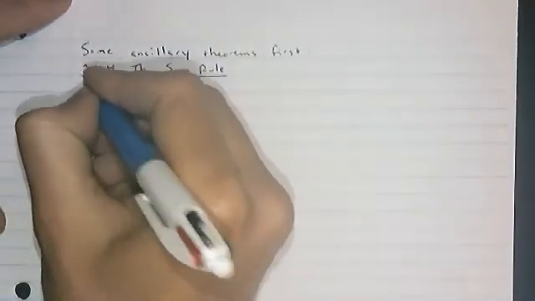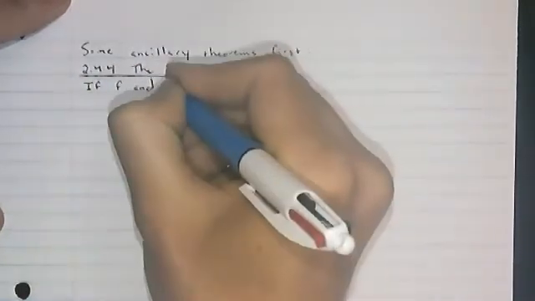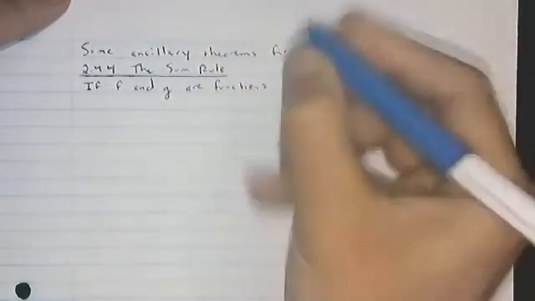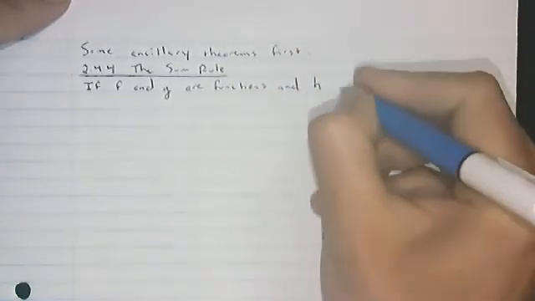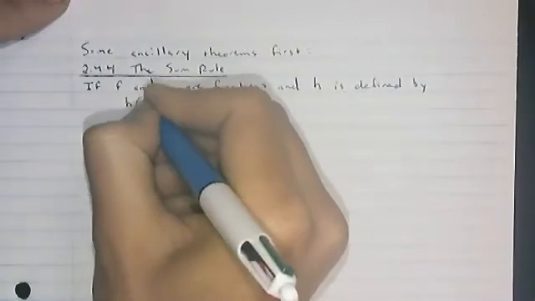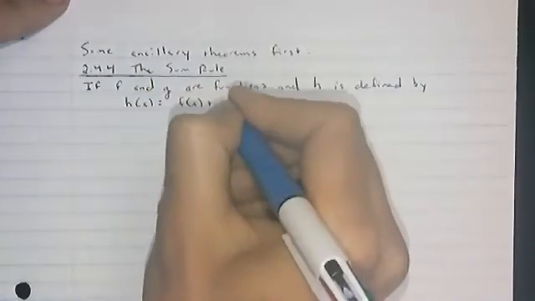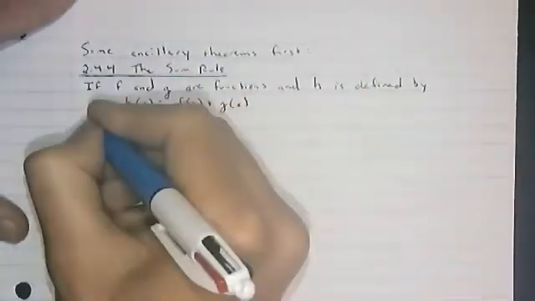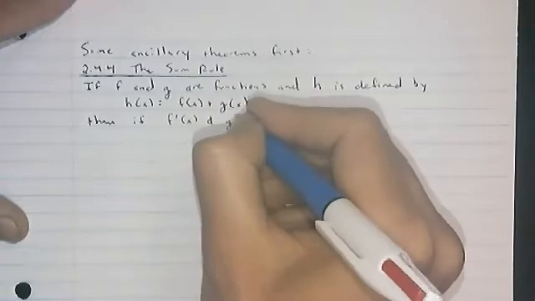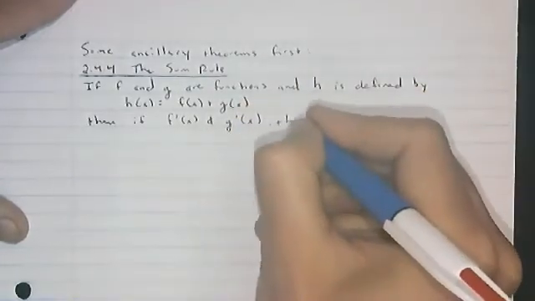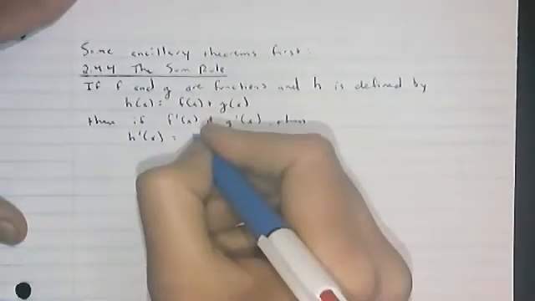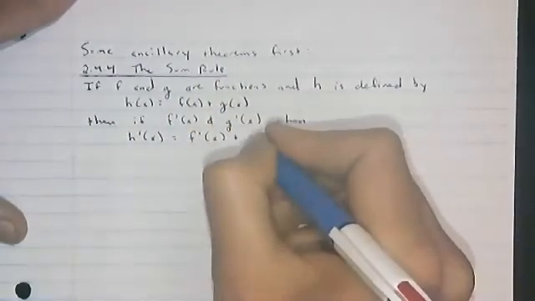If f and g, let's enunciate, f and g are functions, and h is defined by f plus g, h of x is f of x plus g of x, then supposing that both f prime of x and g prime of x exist, then h prime of x is just the sum of those two derivatives, f prime of x plus g prime of x.